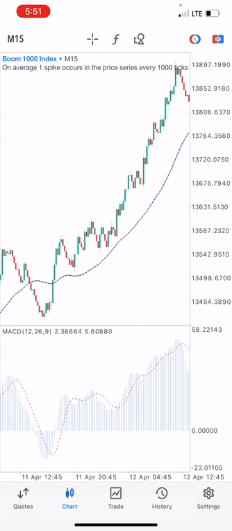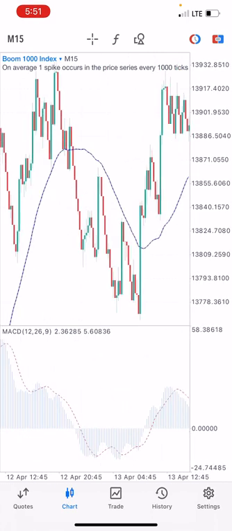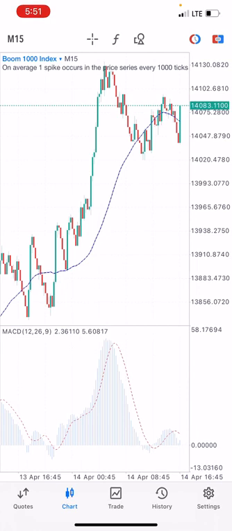So this is what you need to observe for this strategy, irrespective of the trend, irrespective of how the market is.